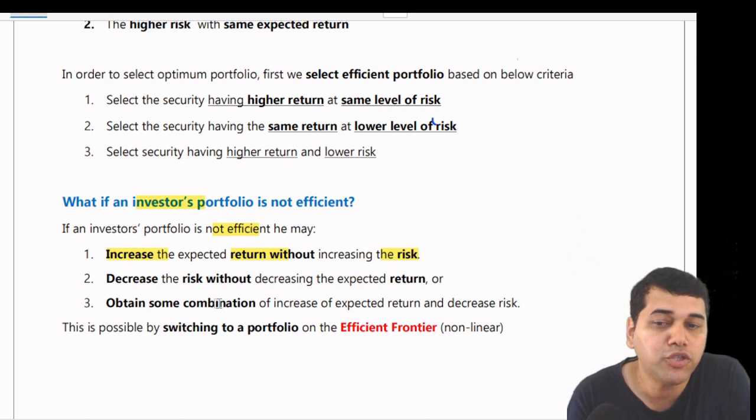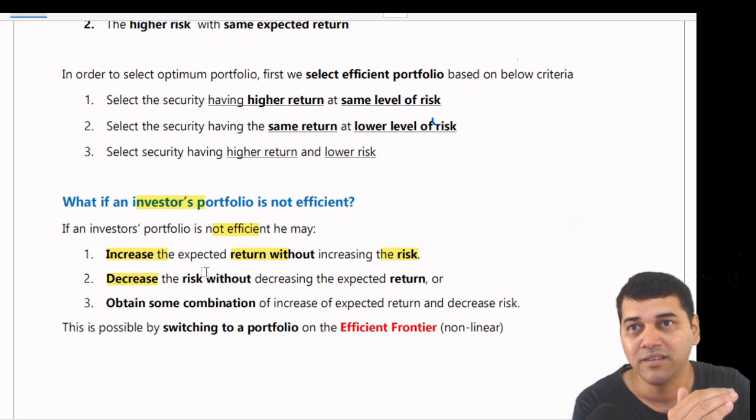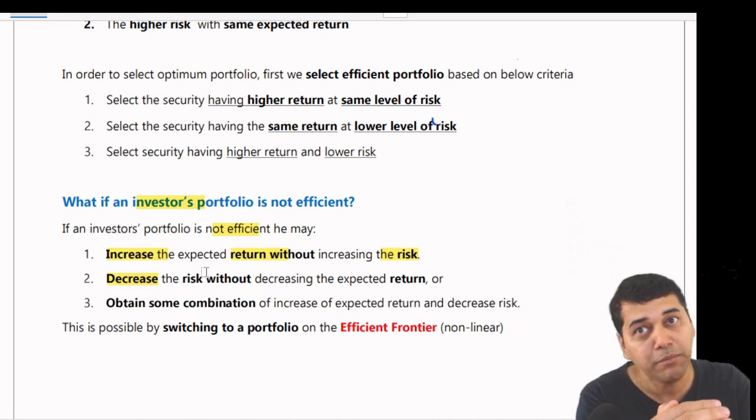So you get an opportunity to increase the return without any increase in risk, or you get an opportunity to decrease the risk without decreasing the return. That means for the same level of return, if your portfolio was inefficient, you can make it more efficient by reducing the risk. Nice, no? Why are you not doing it then?